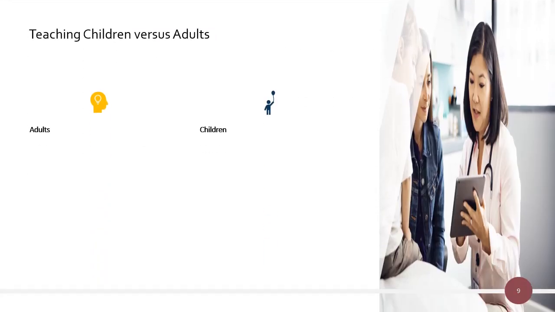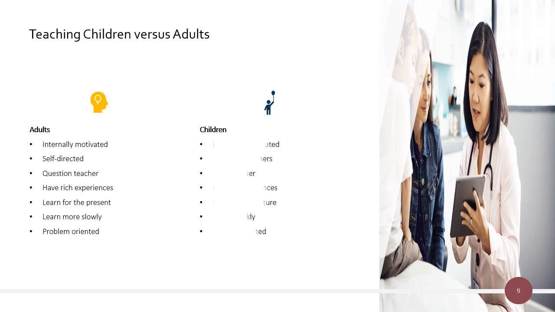Teaching children versus adults. Teaching children is often very different than teaching adults. Children are motivated by external factors like prizes or stickers, as compared with adults who tend to have internal motivating factors. They will do it just because it's helpful for them.